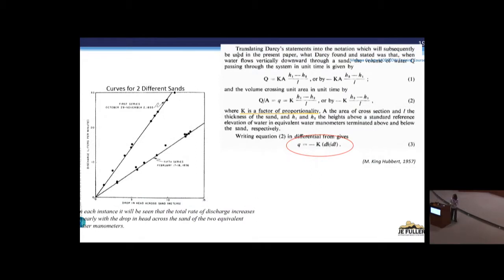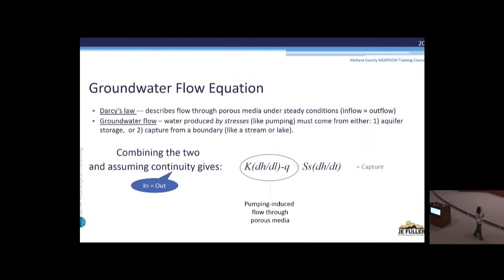So again, the bottom line for Darcy was this proportionality constant.